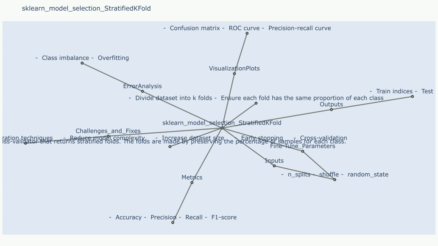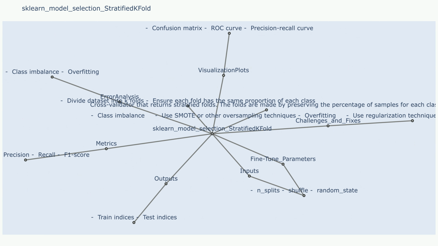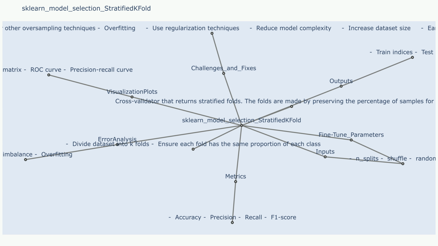Fine-tune parameters. N splits, the number of folds. Increasing n splits will generally lead to more accurate estimates of the model's performance, but will also take longer to run. Shuffle: whether to shuffle the data before splitting. If the data is already shuffled, you can set shuffle to false to save time.